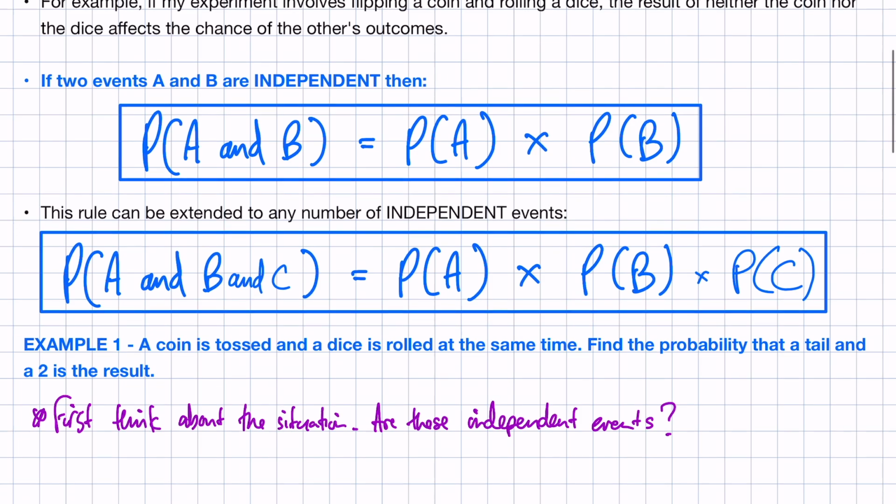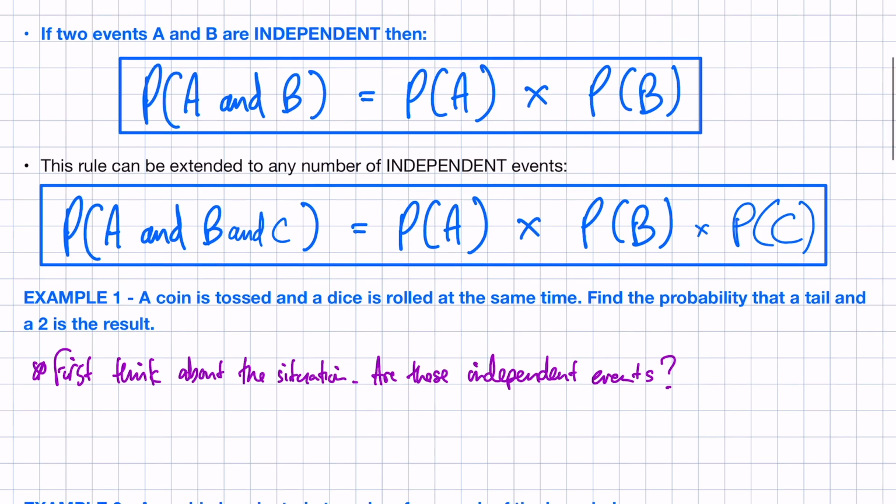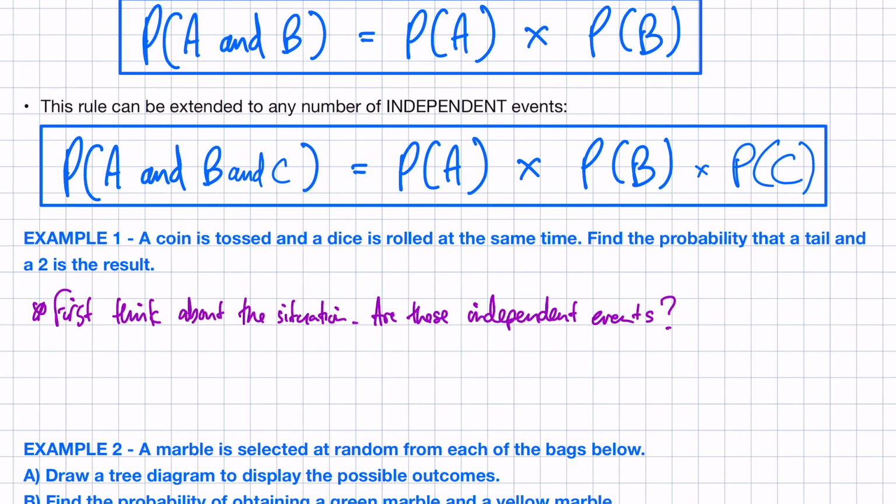So just those two formulas, only a couple of quick examples. Probability of A and B occurring, given they are independent, is P(A) times by P(B).